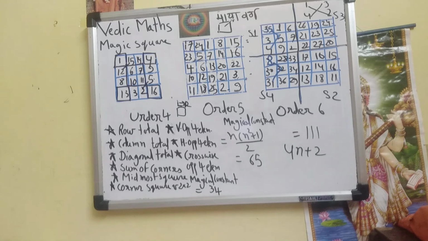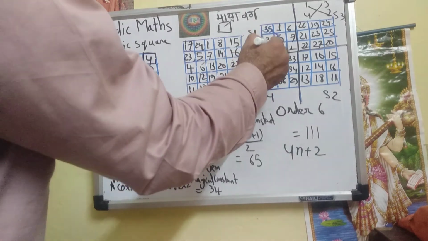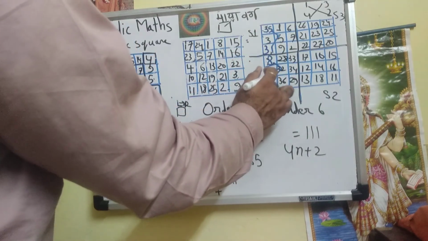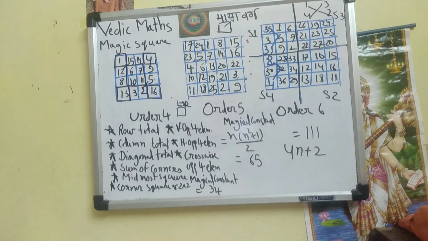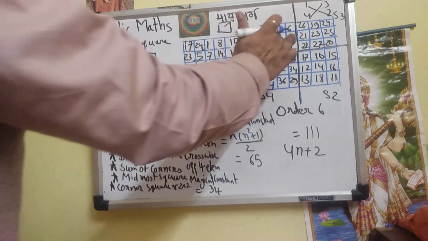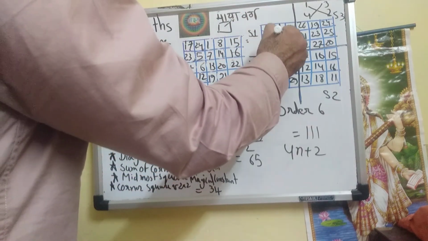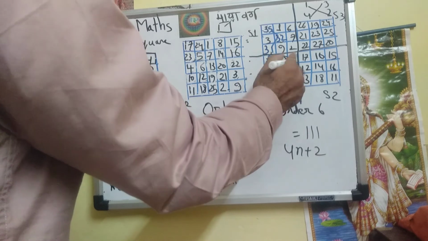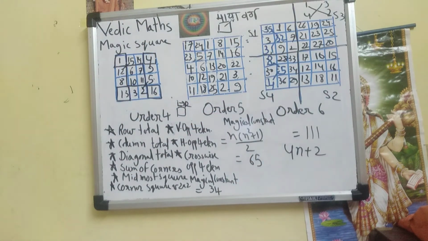Again 4 and 31 are to be interchanged. In place of 4 we will write 31, and in place of 31 we will write 4. Similarly 5 and 32 are to be interchanged. 5 will be replaced by 32 and 32 will be replaced by 5. In this way we have created a magic square of order 6. Similarly, we can create a magic square of order 10 or 14 with slight modification.